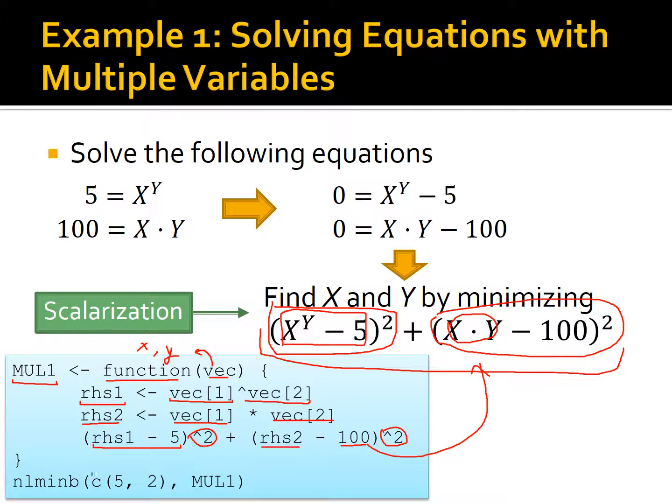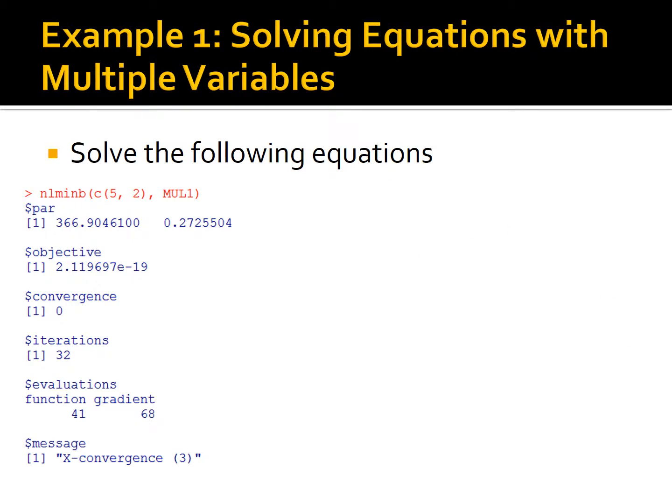And then we use nlminb. We provide the starting value, which is 5 and 2, and we say that we want to minimize the function of the vector mul1, which is defined above. As a result, we got x equals 366.9 and y equals 0.27.